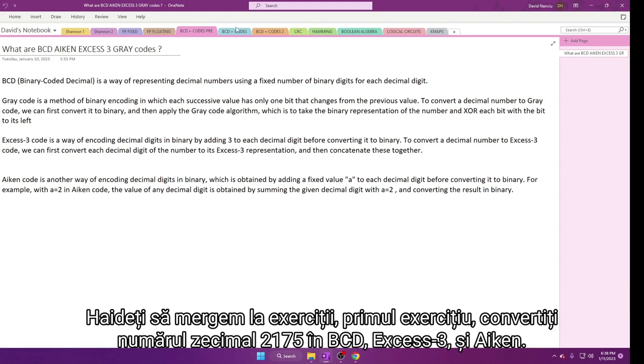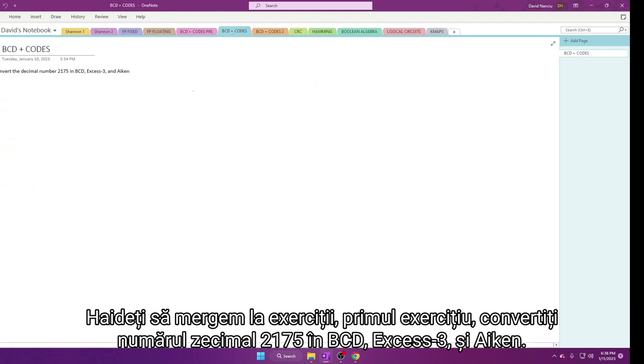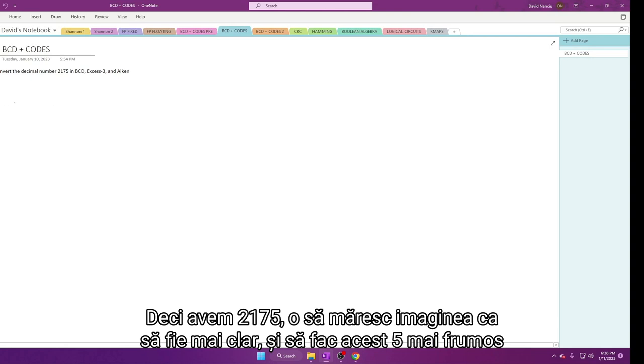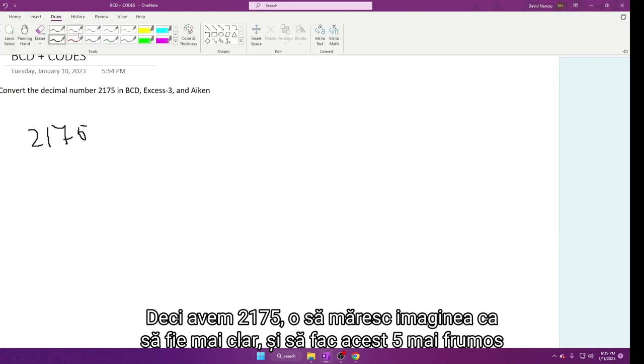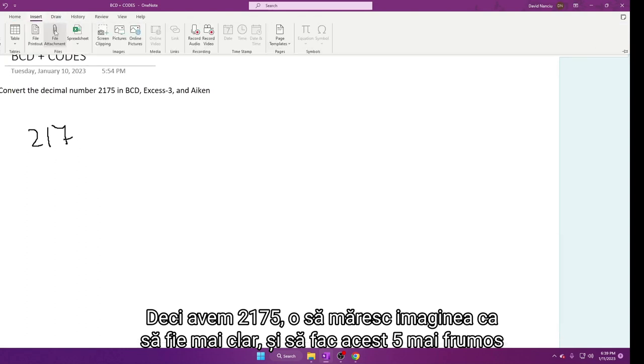Okay, let's go to the exercises now. First exercise: convert decimal number 2175 in BSD, access tree and icon. Okay, so we have 2175. I think I can zoom in a little bit to be more clear and make this 5 prettier.